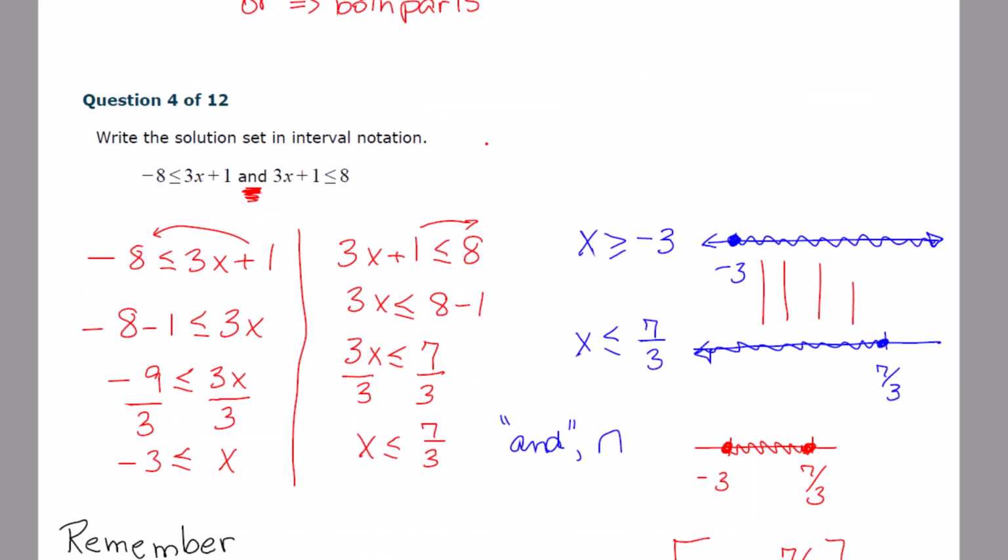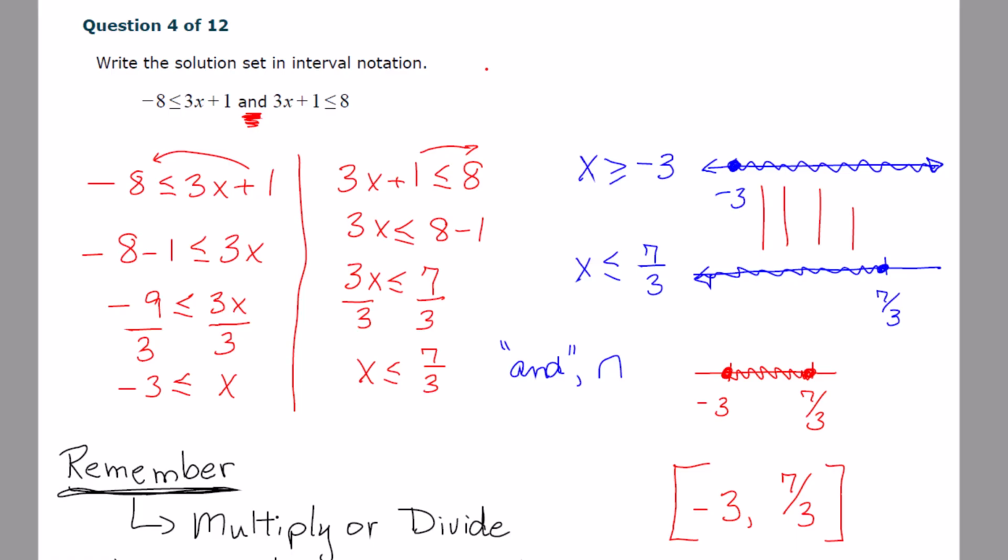All right, what about question 4 here? Question 4 says, I've got two things again, and I want to use AND. Remember, AND was what's in common. All right, so let's see. I'm going to move the 1, so minus 8 minus 1, that's a minus 9. I need to get x by itself, so divide both sides by 3. And so I've got all the x's greater than or equal to minus 3.